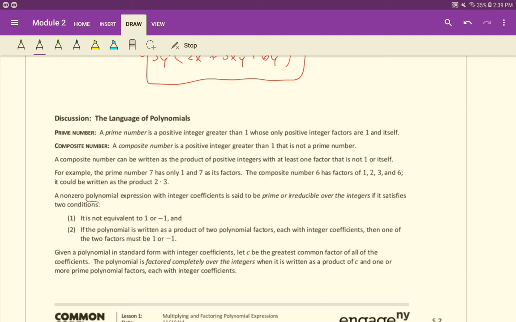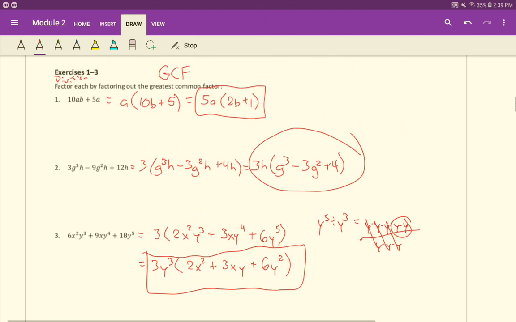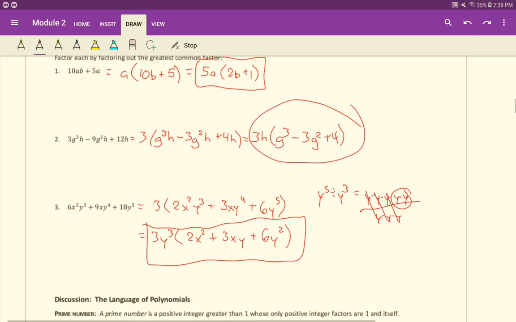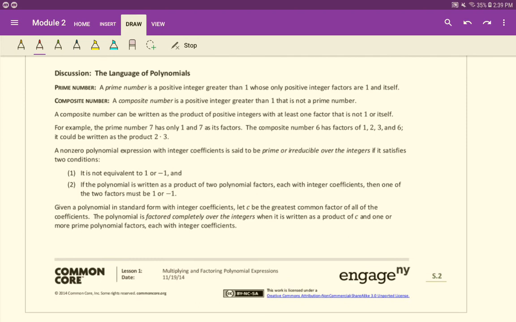Okay, polynomials, which is what we were working with up here. This is a polynomial right there. 1, 2, and 3 here were all polynomials. Polynomials can also be prime. So not just numbers can be prime, but so can polynomials. A polynomial expression with integer coefficients is said to be prime or irreducible over the integers if it satisfies two conditions. First of all, the polynomial cannot be just equal to 1 or negative 1, and if the polynomial is written as a product of two polynomial factors, each with integer coefficients, then one of the two factors must be 1 or negative 1.